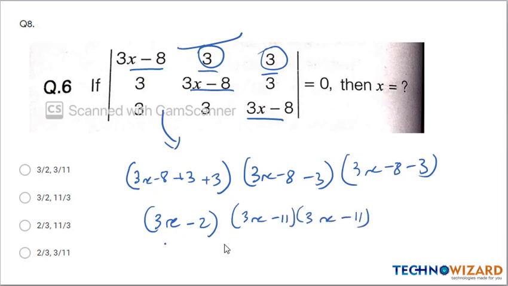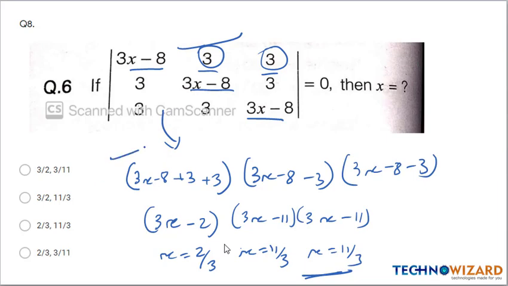Okay. Now equating this to 0, you will get x is equal to 2 by 3 here, x is equal to 11 by 3 here, x is equal to 11 by 3 here. Okay. We will get three values for x, 2 by 3, 11 by 3 and 11 by 3. Okay. You can also solve by solving the determinant. But this is a short method so that you can save time in your paper. Therefore, answer is option C, 2 by 3 and 11 by 3 is the correct answer.